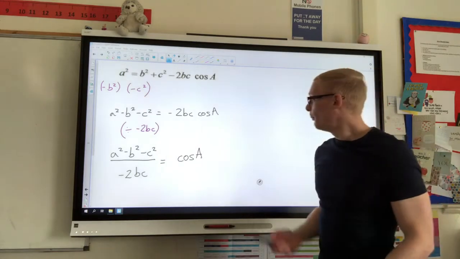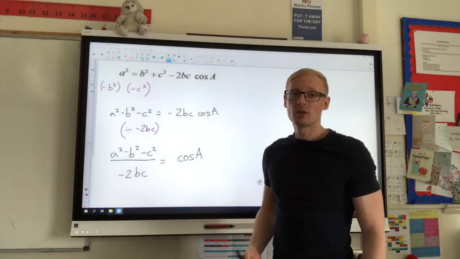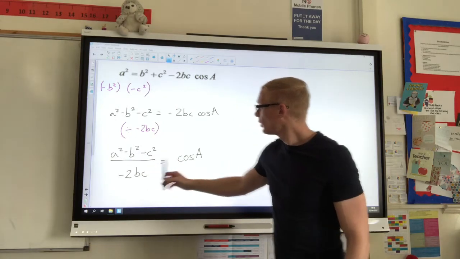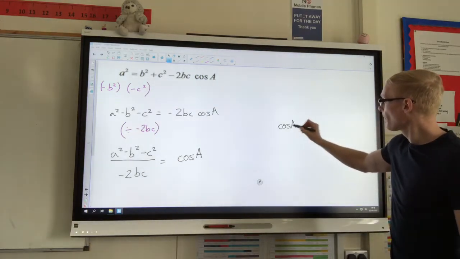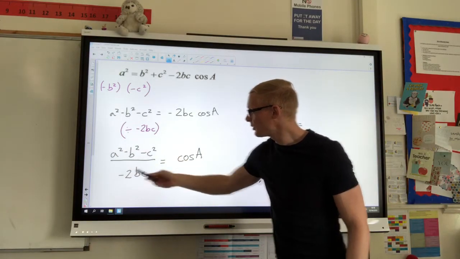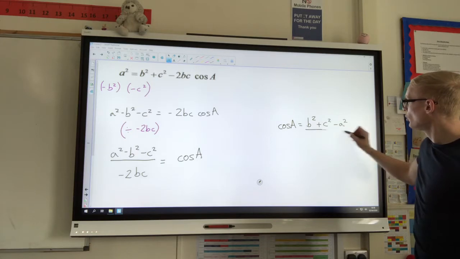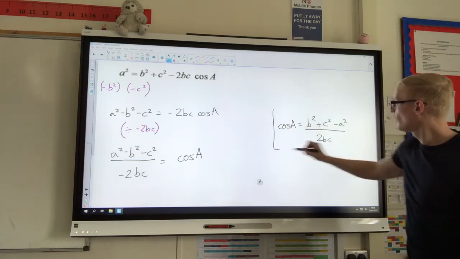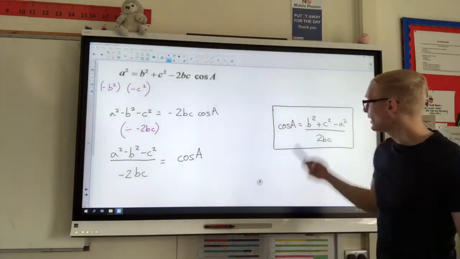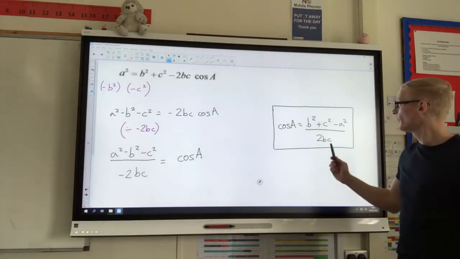Now that's the rearranged form, but we don't tend to like having a negative sign on the denominator of a fraction, so we want to get rid of that. To do that, we multiply every single thing here by negative 1. Cos A is still the subject, but you multiply everything by negative 1. So that becomes negative, that becomes positive, positive, positive. We rewrite that as b squared plus c squared minus a squared over 2bc. That's the rearranged form of this formula, and that's how you'll see it in textbooks. You won't see it with the negative on the denominator.